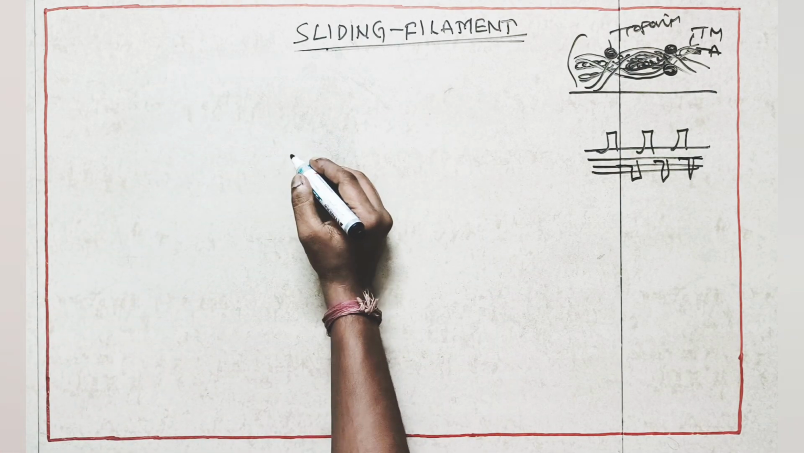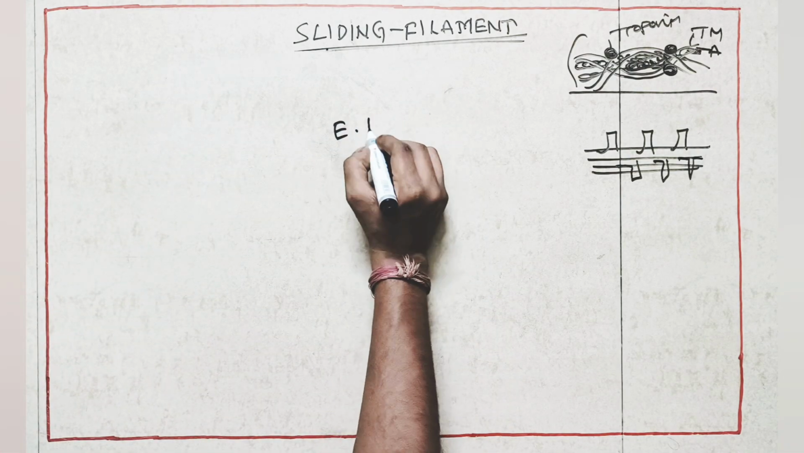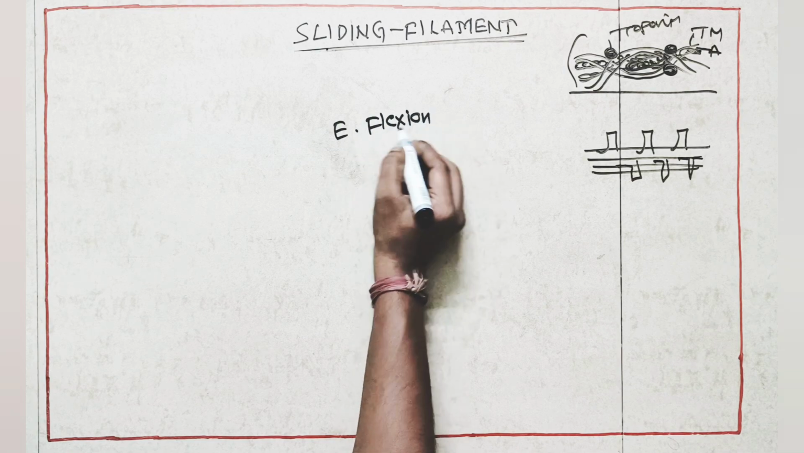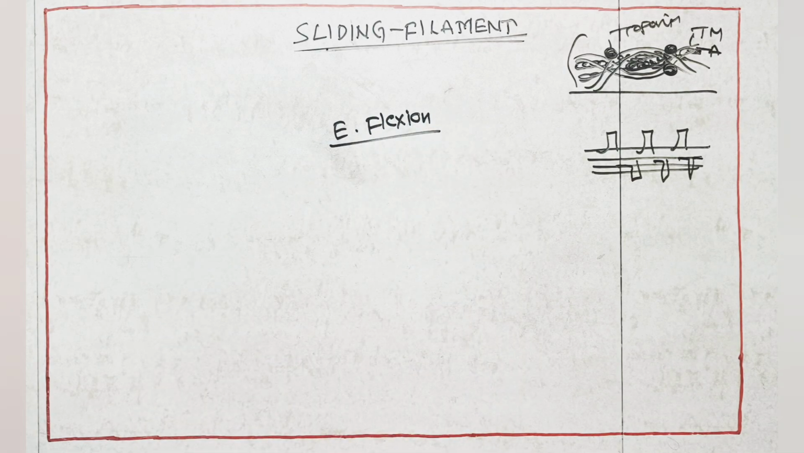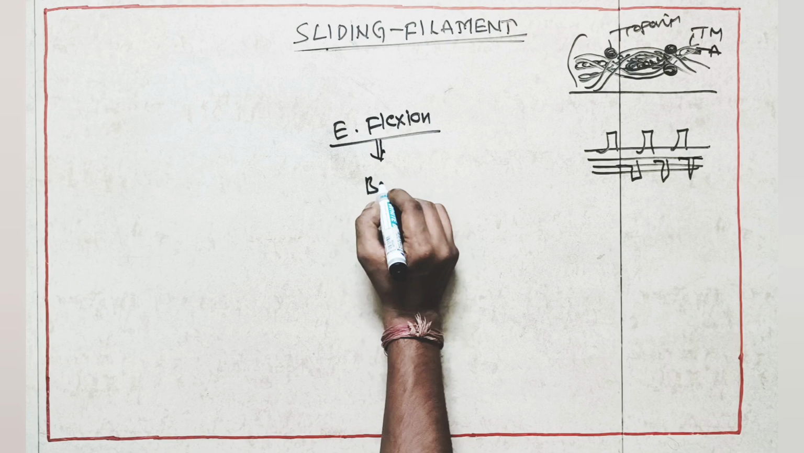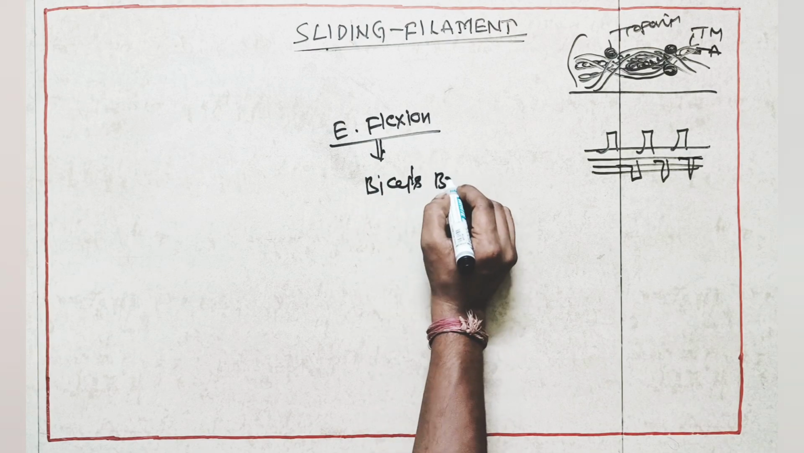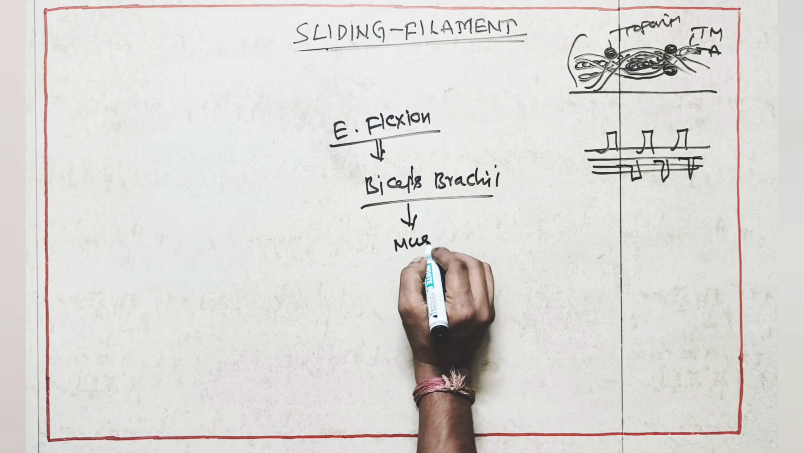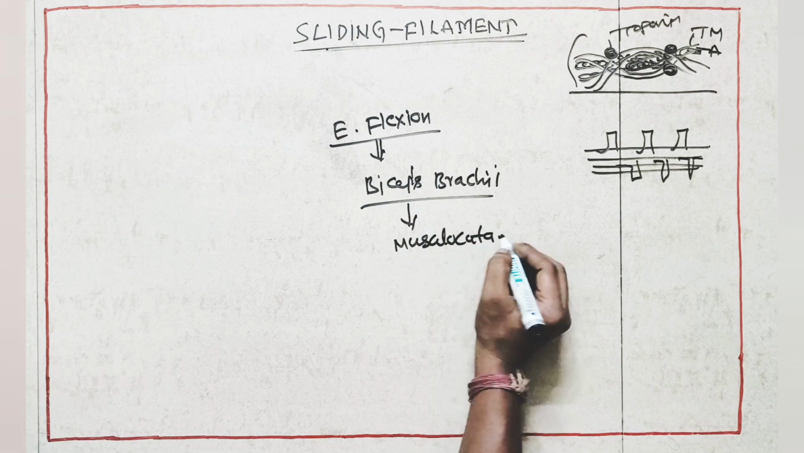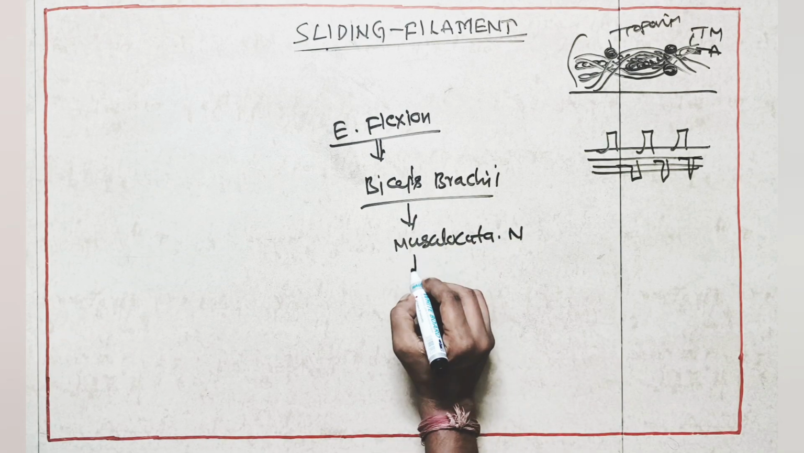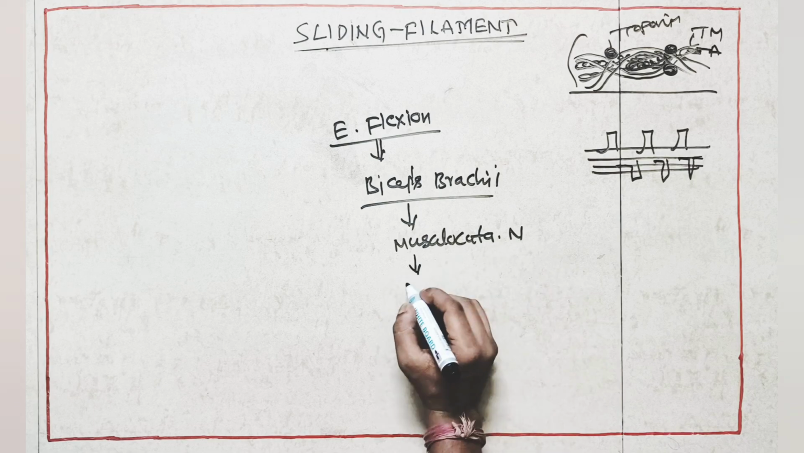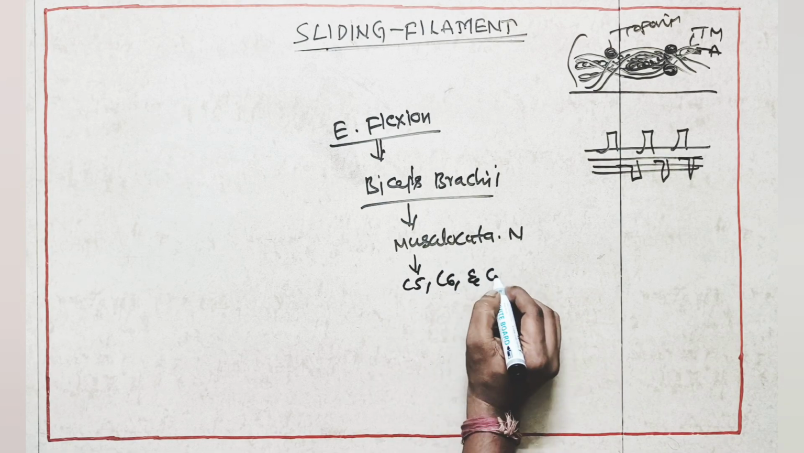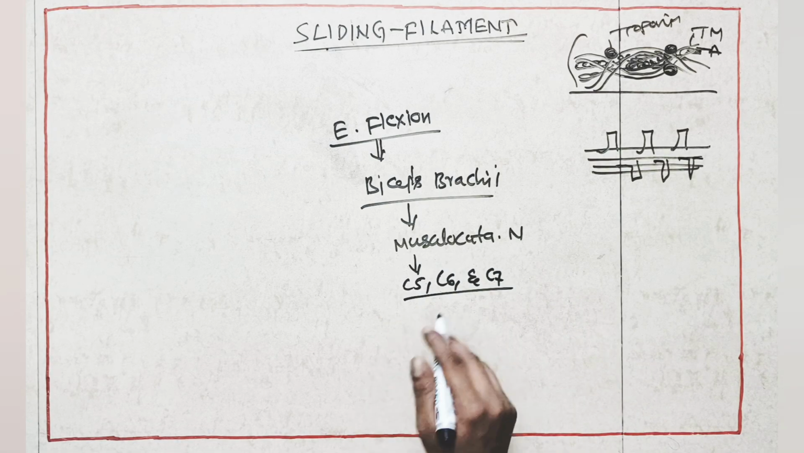Now suppose we want to do elbow flexion. What is the muscle responsible for elbow flexion? Biceps brachii. What is the nerve supply for the biceps brachii? The musculocutaneous nerve. What is the root value of the musculocutaneous nerve? The root value is C5, C6 and C7.